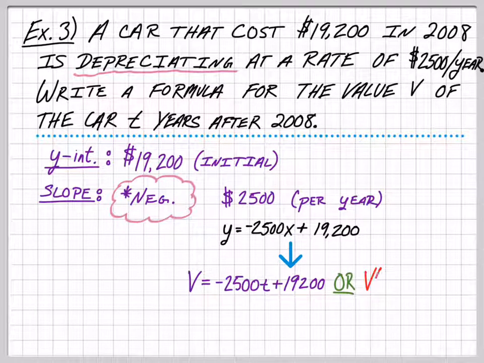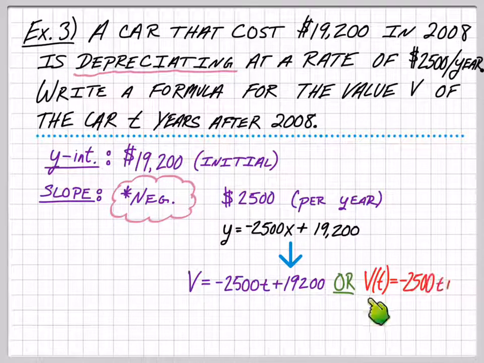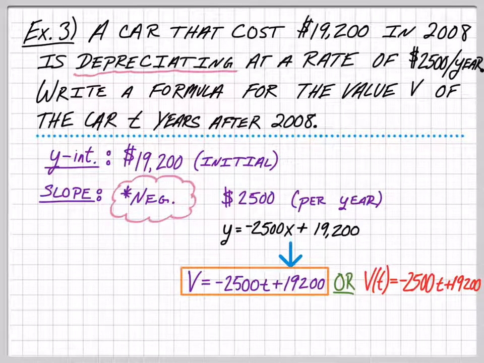Or if you wanted to represent this in function notation, I'd be totally fine if you said V of T, right? Instead of just V. V of T would be okay in this case too. Meaning you plug in T, the output is V of T. I'd accept either one. But for now, let's go ahead and just focus on this one. V equals negative 2,500T plus this 19,200 value.